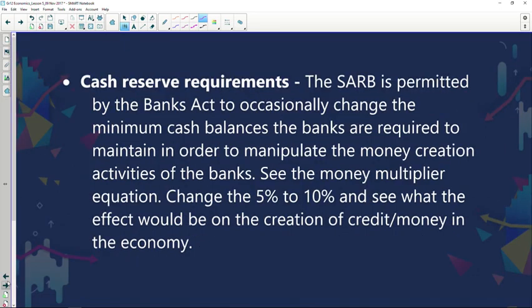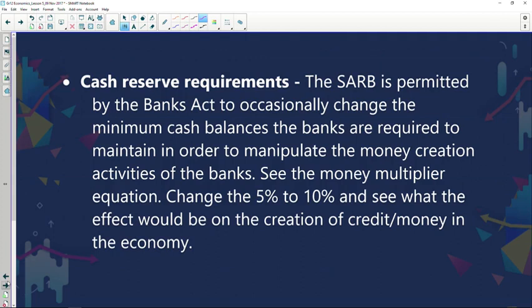Okay. And then the cash reserve requirements. The South African Reserve Bank is permitted by the Banks Act to occasionally change the minimum cash balances that banks are required to maintain in order to manipulate the money creation activities of the banks.